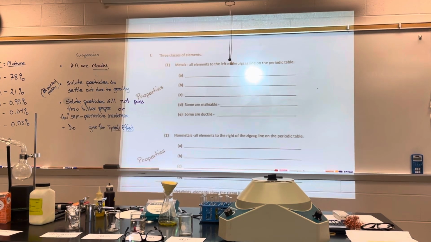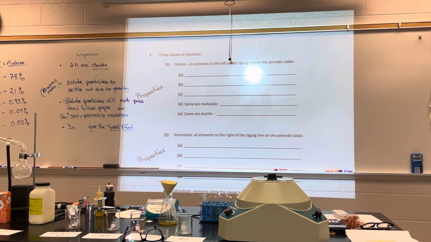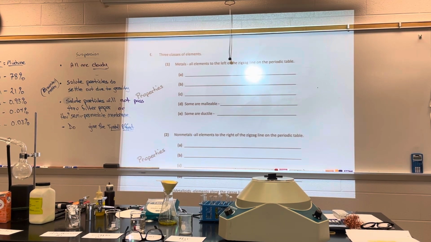So we can see metals: all elements to the left of the zigzag line. Where's the zigzag line, obviously? Now, do you know what the official name of that is? It's called the zigzag line. Okay? It's the zigzag line.